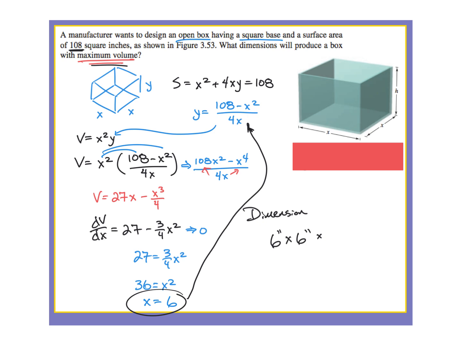And so then we'd end up with 108 minus 6 squared, which is 36. 108 minus 36 is 72. And then 4 times 6 is 24. 72 divided by 24 is 3. And so my dimensions are 6 inches by 6 inches by 3 inches.